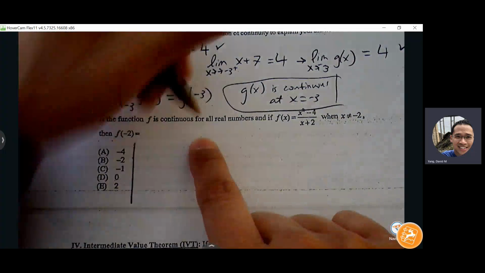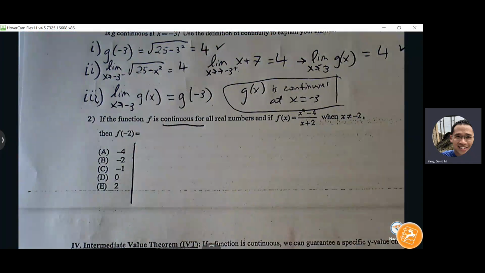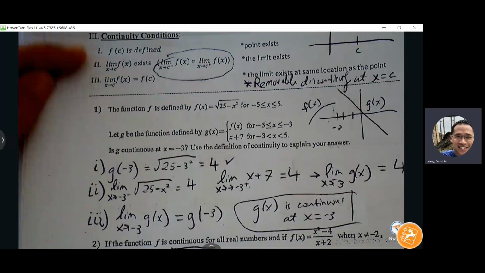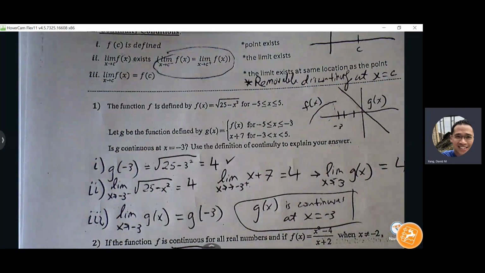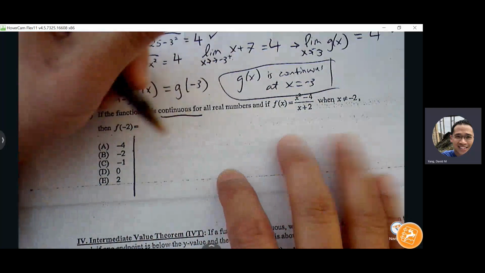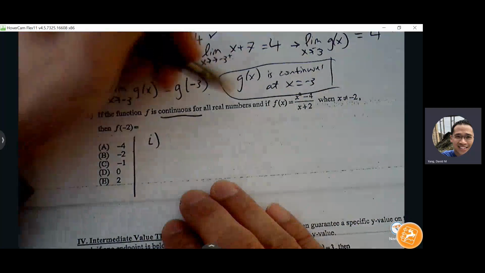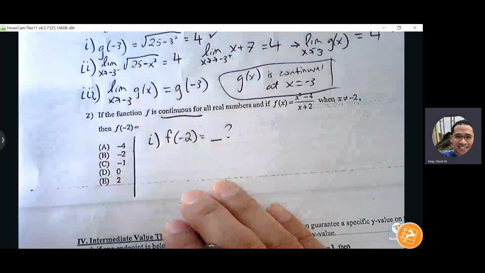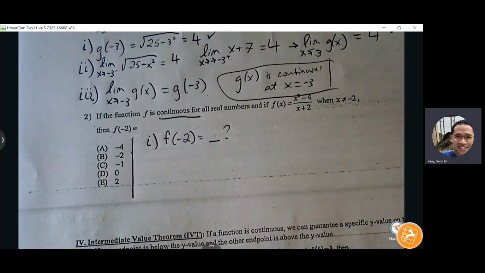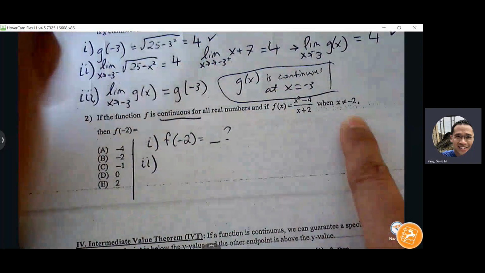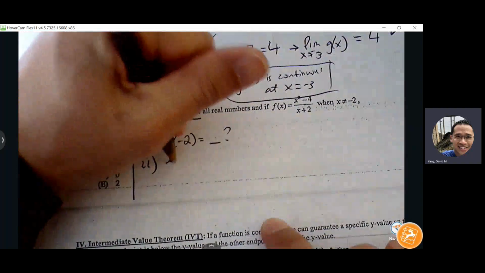So anytime I see the word continuous, I like to have this structure as an anchor, a model for me to work through. So let's just go through the conditions and see where everything lies here. So the first condition is f of negative two, which we don't know, right? We don't know what f of negative two is. So we'll leave that blank. But the second condition is asking for the limit as x approaches negative two. So we'll do that.